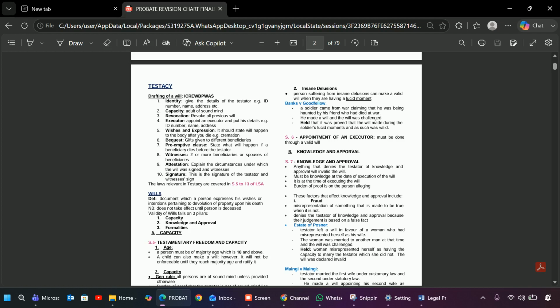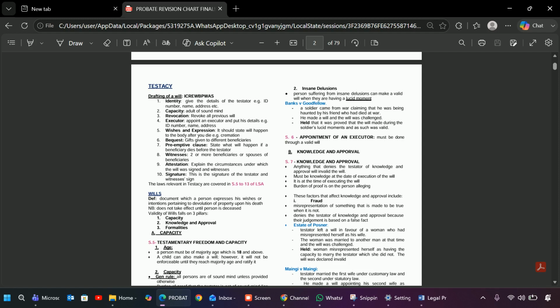and various elements that form drafting of a good will or a valid will, where we have the identity of the people. You give the details of the testator, i.e. the ID number, the name and the address. You state that he has the capacity, he is alert and of sound mind, and that if at any time he revokes this will, it will revoke all previous wills that have been written prior to this will.